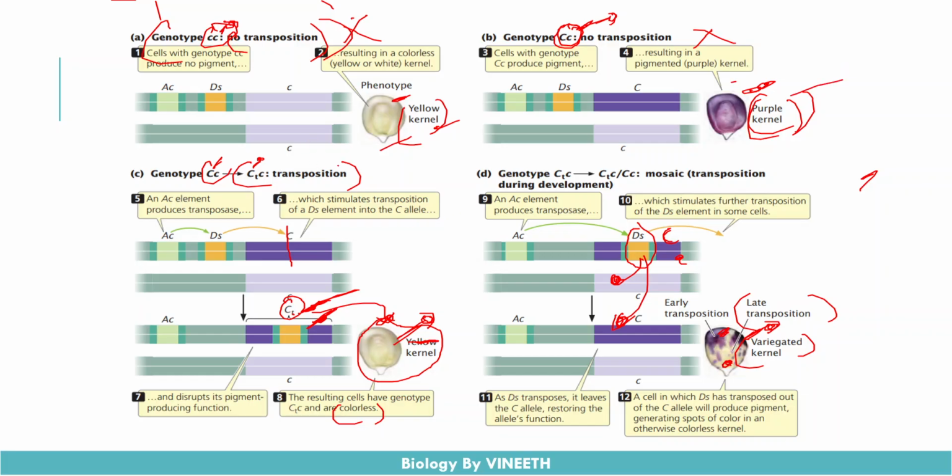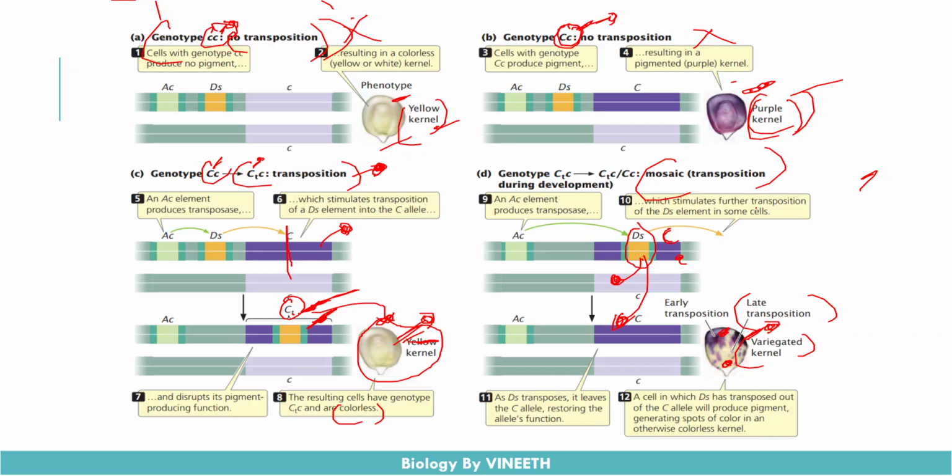Okay, and in the third case we will be seeing the transposition. So when the transposition happens, it will disrupt the gene activity and convert the purple color pigment coding gene to a colorless pigment coding gene. Okay, so it will code for the colorless corn kernel. And it can also result in the mosaic development of this corn kernel.